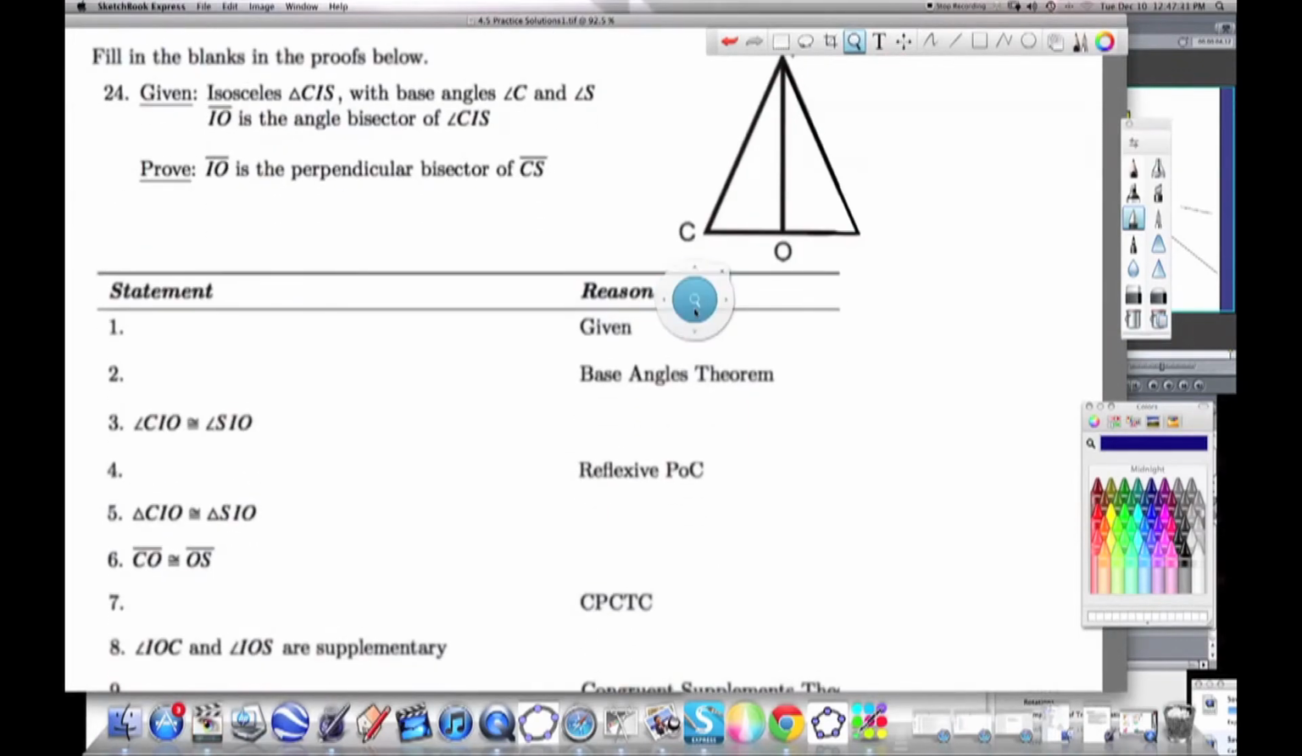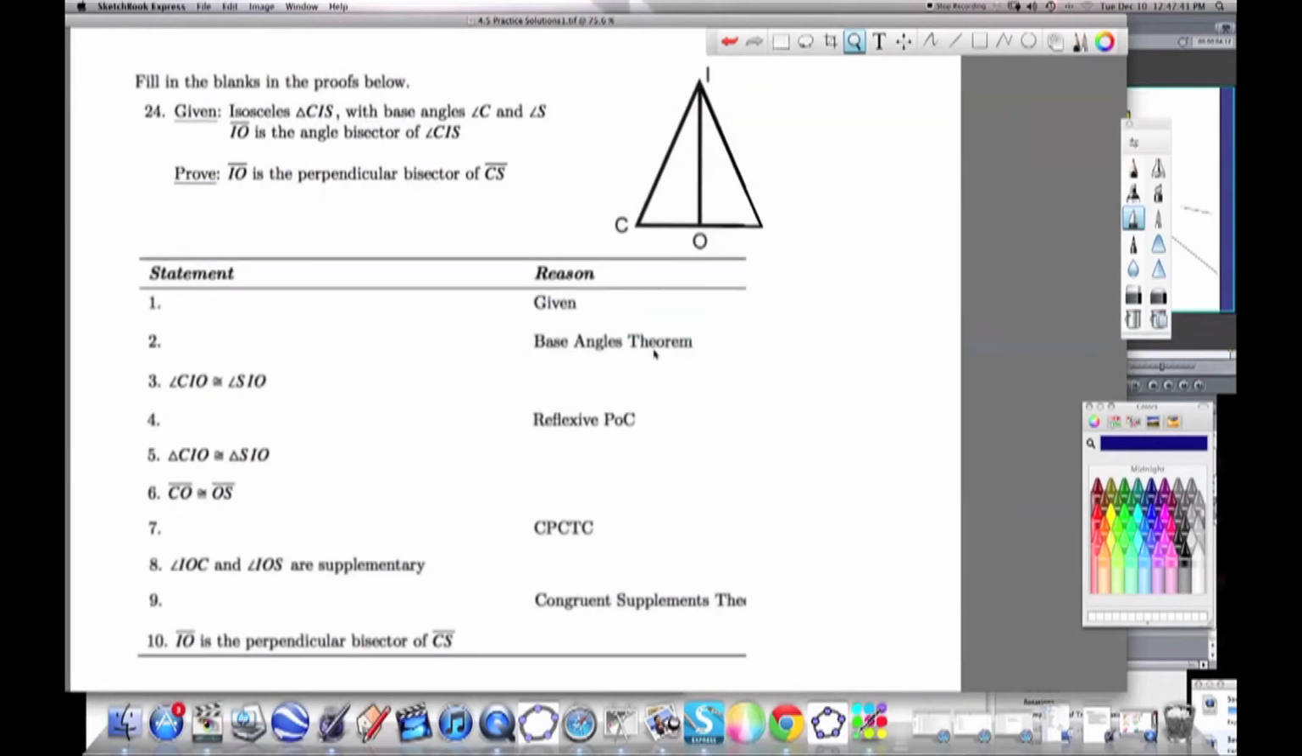Okay, 24. Fill in the blanks of the proof below. So we're given an isosceles triangle CIS with base angles C and S. Segment IO is the angle bisector of angle CIS. So let's write down the given here. We're given the isosceles triangle, and segment IO is the angle bisector. So what can we use? The base angles theorem here. Well, I can say that angle C is congruent to angle S.